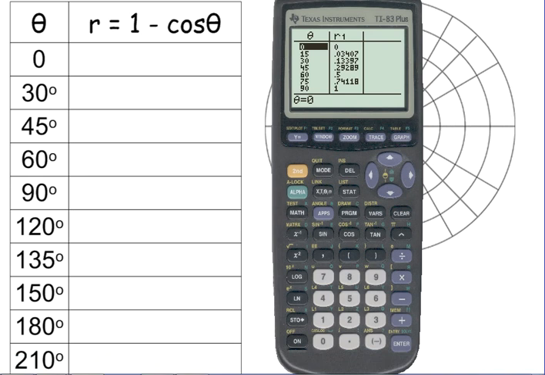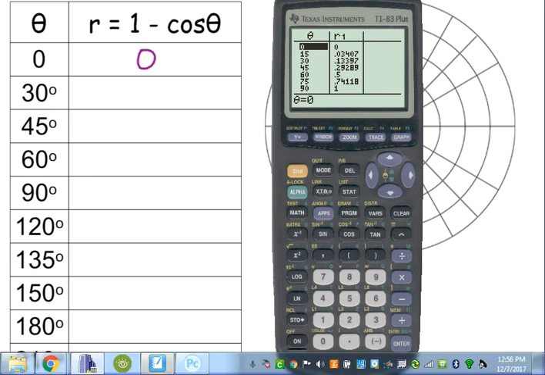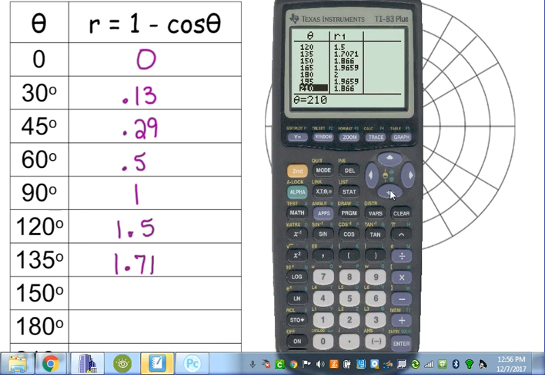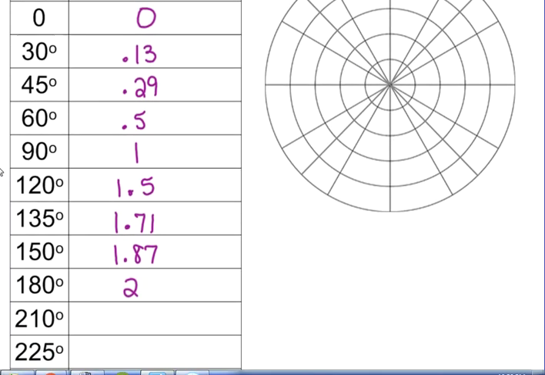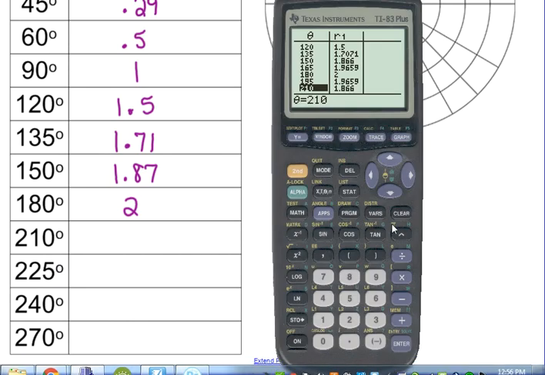0 is 0 because the cosine of 0 is 1, so 1 minus 1 is 0. 30 degrees is 0.13. 45 degrees is 0.29. 60 degrees is 0.5. Is this coming out right? Yeah. Okay. 90 degrees is 1. 120 is 1.5. 135 is 1.71. 150 is 1.87. 180 is 2.